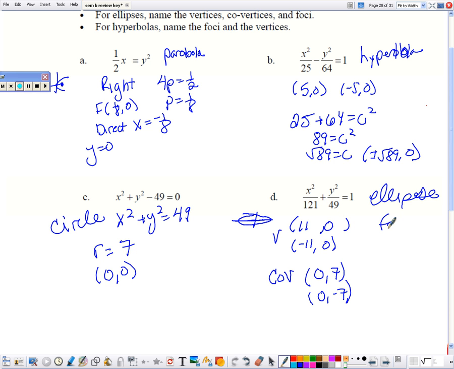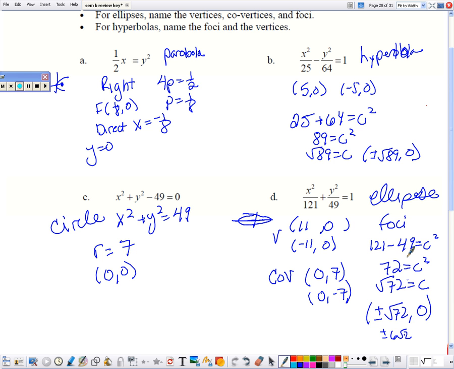And then to find my foci, a squared minus b squared equals c squared. 121 minus 49 is 72. So the square root of 72 is c. And they're along the same axis as my vertices. So that's plus or minus root 72, comma 0. You could simplify root 72 to be 6 root 2. So either answer is fine.